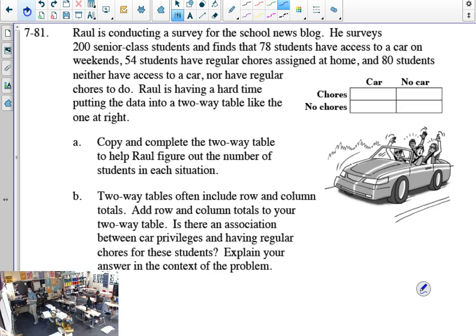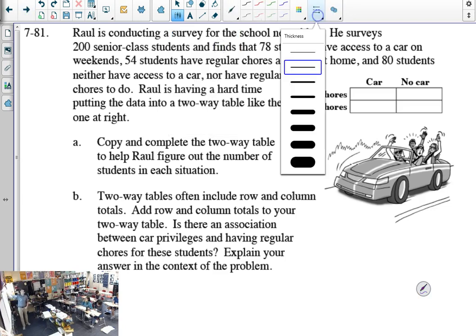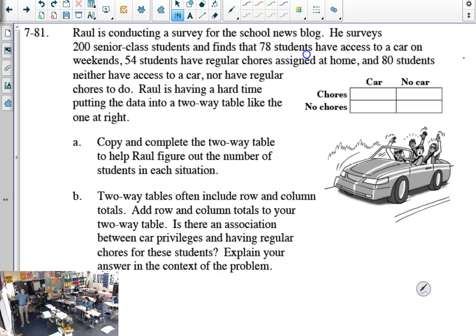Okay, so I'm just going to fill in the table that they've given me here. All right, so 200 would go out here, right? That's our total of the totals. 78 students have access to a car on weekends. So I think that goes here, right? Which means what goes here? The complement, right? Just because it doesn't tell you doesn't mean that we don't know.